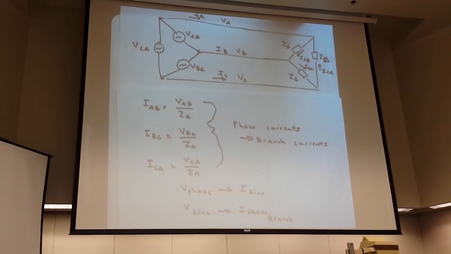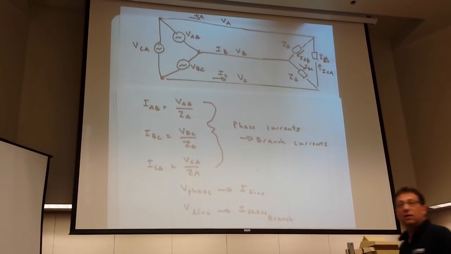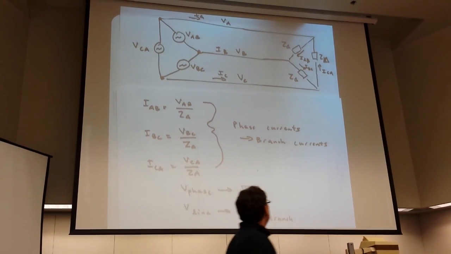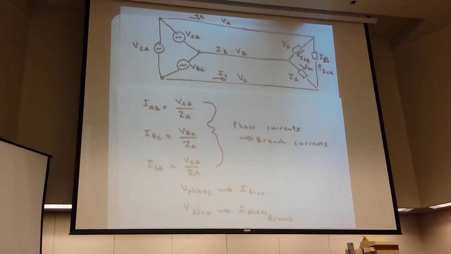What does the Z mean? Z delta, for the delta configuration. So it's the Greek delta. Z triangle, if you will. Z delta.